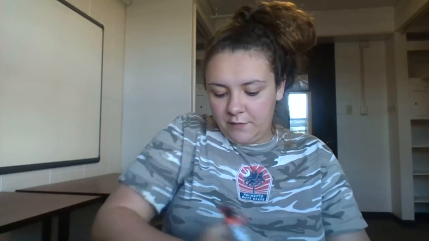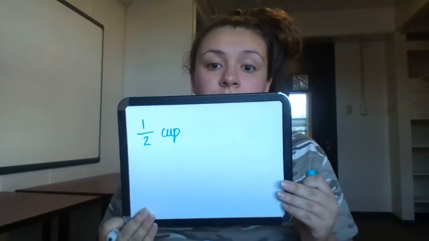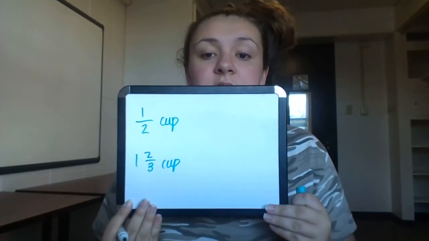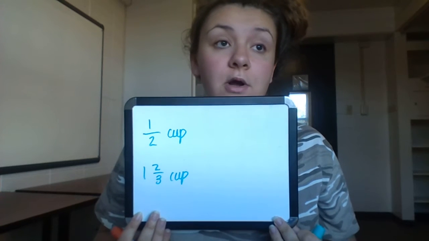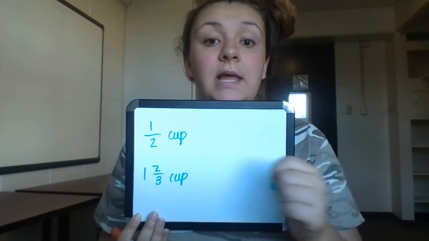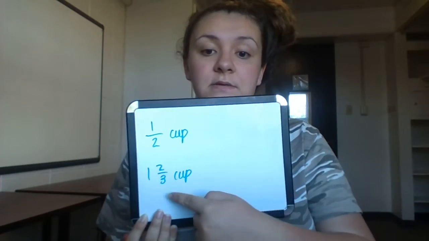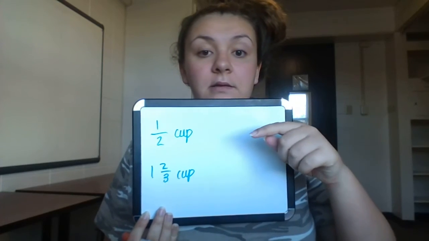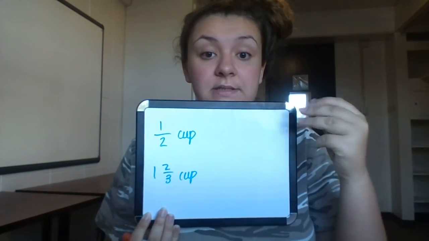So first we have 1/2 cup of sugar. In our cabinet, we have 1 2/3 cups sugar. So something that we could do before we draw our math diagram is to give these two numbers like denominators. Something that 3 and 2 both go into is 6.